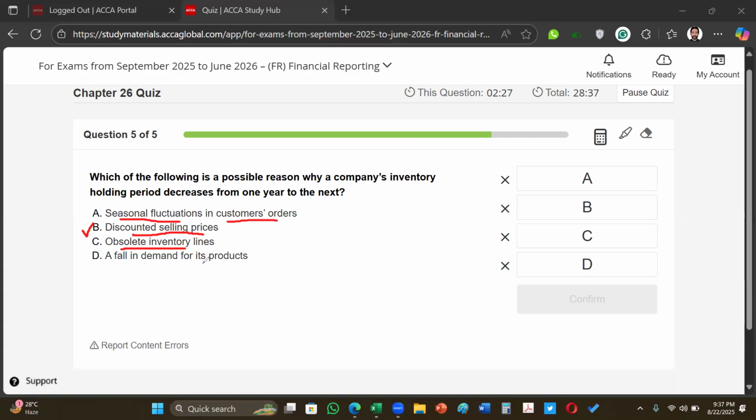The last one is a fall in demand for its products. The inventory is not selling because there is no demand. The customers do not like our product. So what is going to happen? Will the inventory holding period increase or decrease?